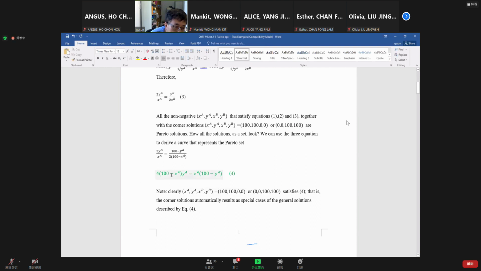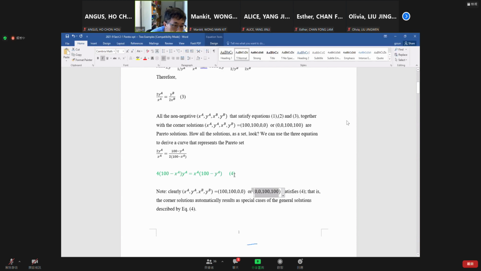And clearly, if you let XA equal 0, this number equals 0, and this number becomes 100. So therefore, if this number equals 0, this number becomes 100, this is 4, that's 400 altogether, then YA must be equal to 0. Can you see it? So therefore, YA equals 0, this number equals 100. So this is a solution of equation 4.